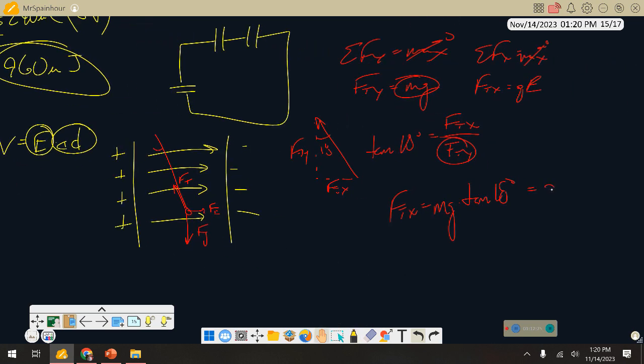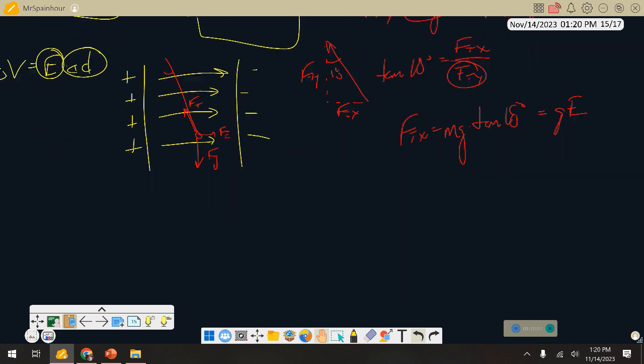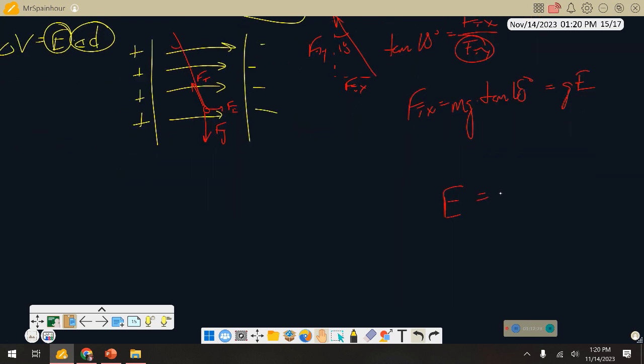And based on that, it's also equal to QE. So E is equal to tangent theta mg over q. I did that, except I guess I did something wrong when I put mine in. Make sure that says micro-kilograms. Yep, so that should be times 10 to the negative 6. So I did the process right.